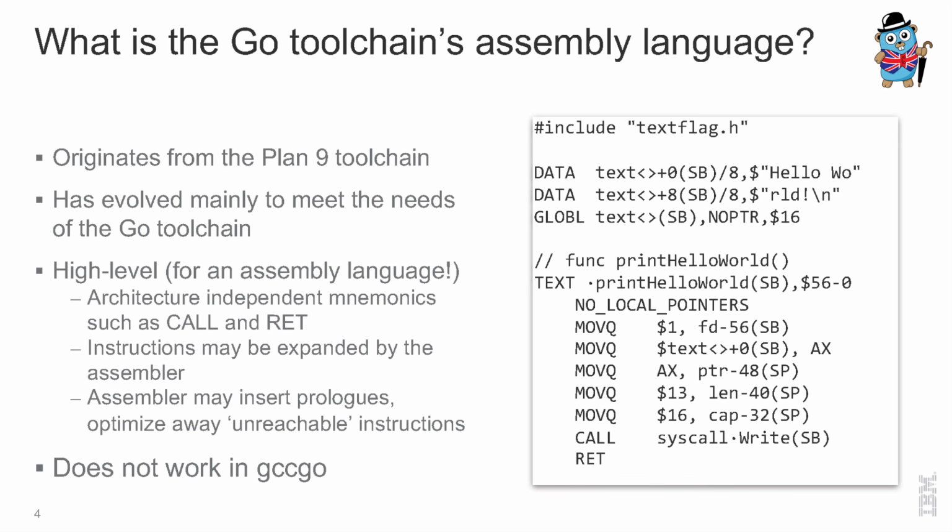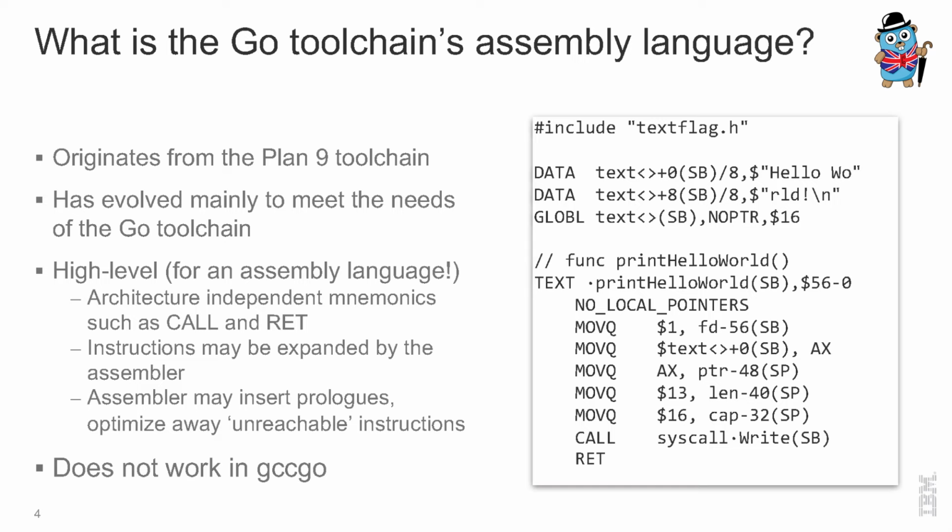So what is the Go toolchain's assembler? It originates from the Plan 9 assembler, from the Plan 9 toolchain. I'm guessing that most of you know that the Go toolchain has its origins in the Plan 9 toolchain, and it's just evolved from that. It's kind of high level for an assembly language. There are some architecture independent mnemonics, like call and ret, but there aren't very many, actually. There are some higher level abstractions within the compiler itself, but most of the assembly is fairly architecture specific, at least in terms of mnemonics.